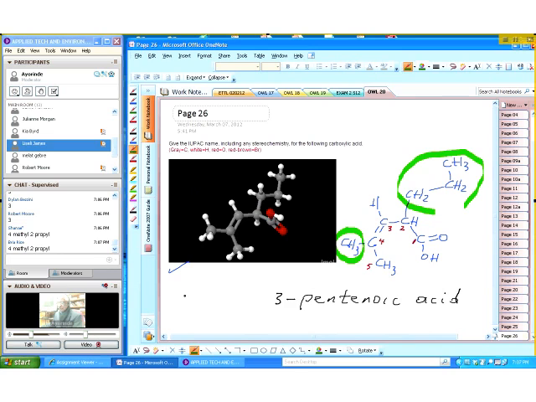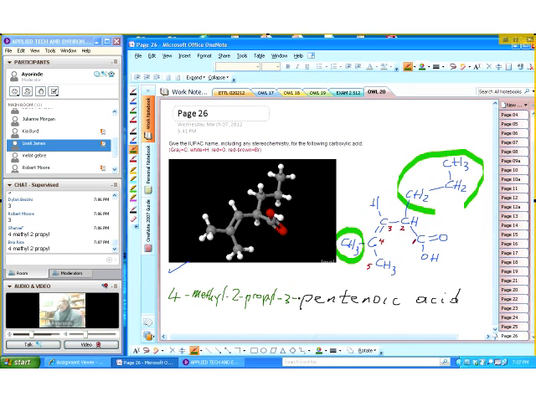So let us complete this name. So that becomes 4-methyl, then 2-propyl, pentane. Okay, so that is the name of this molecule.